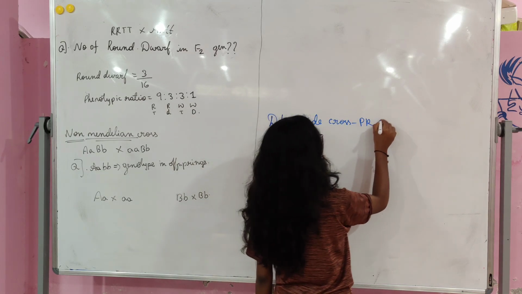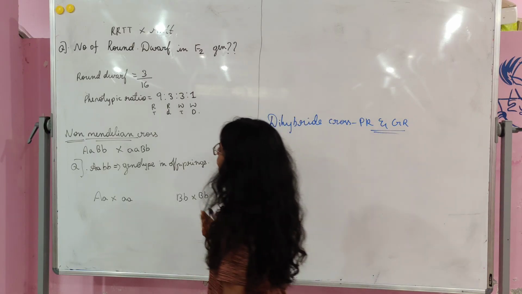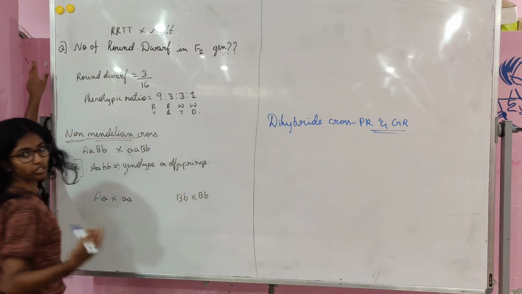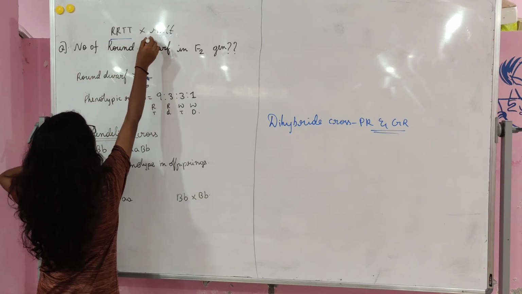These are both phenotypic ratio and genotypic ratio, right? And we did few numericals also. But now in this class we will continue with numericals. So first question is, these are the parents.